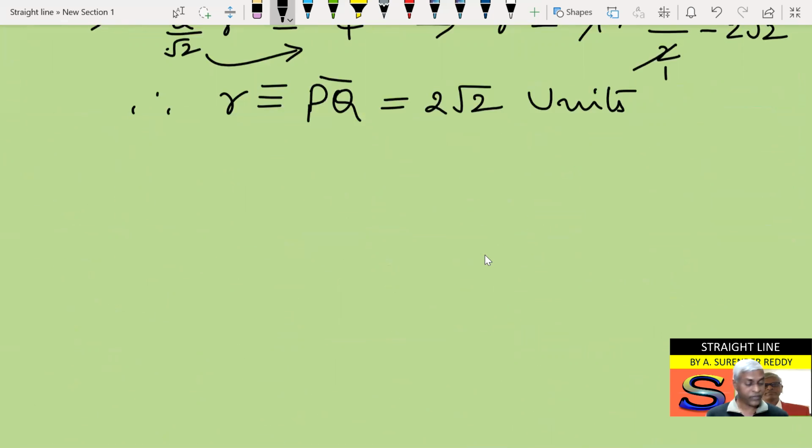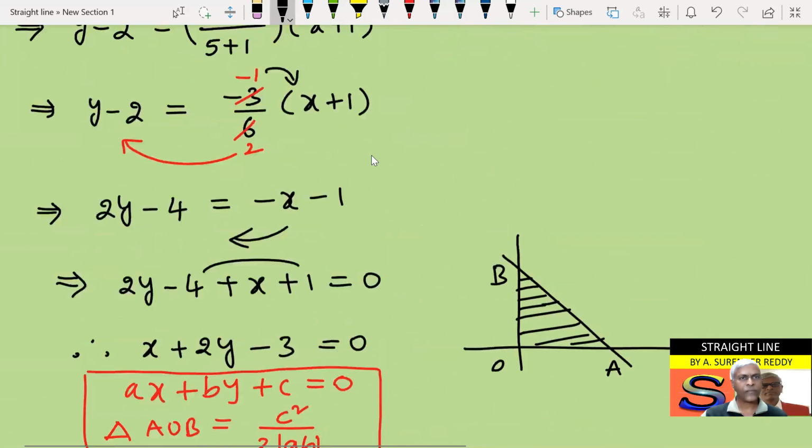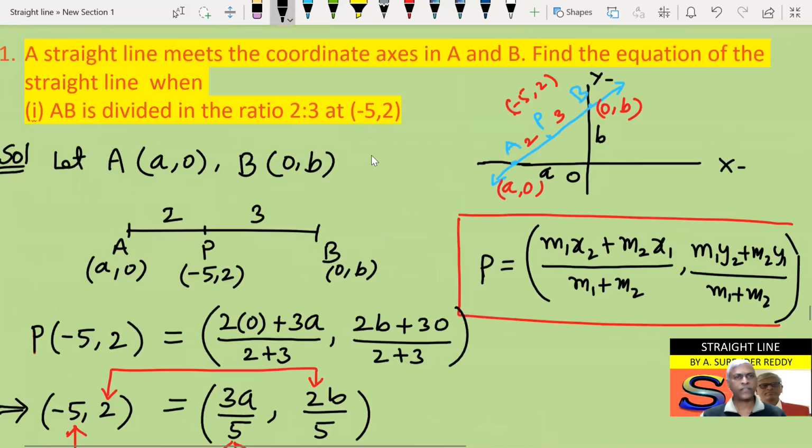So for finding length PQ, there are 2-3 problems almost similar. I did it in two methods. You can do it in either method. Whichever method you find convenient, you can use. Otherwise, practice both the methods. In the exam, you can go for any one of these. Now let us take up another problem from the exercise.